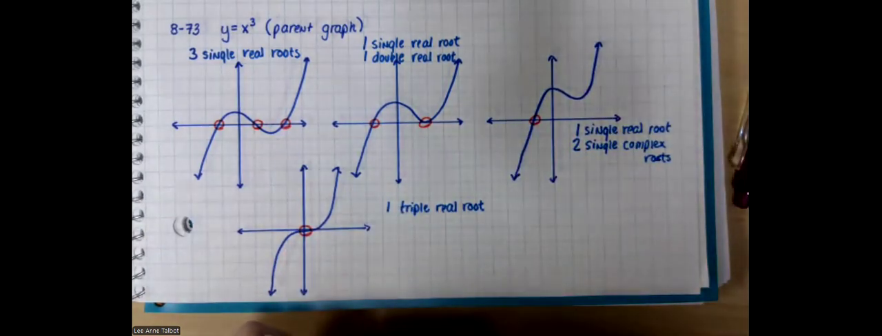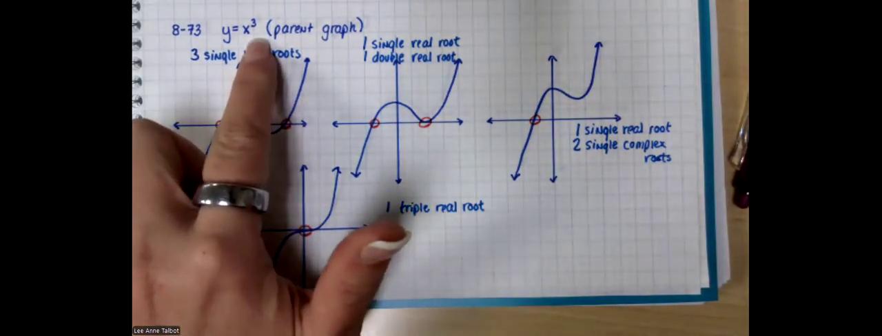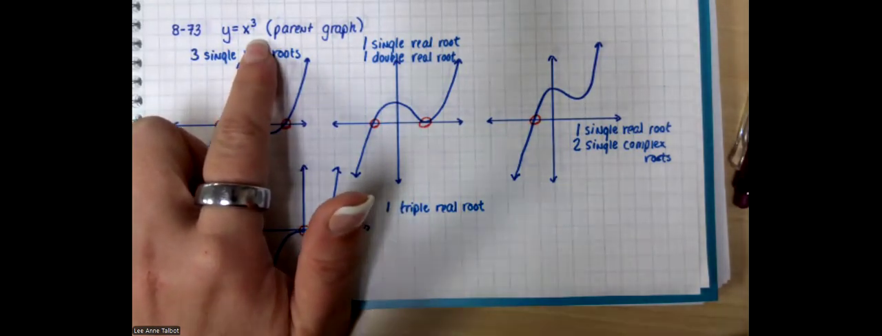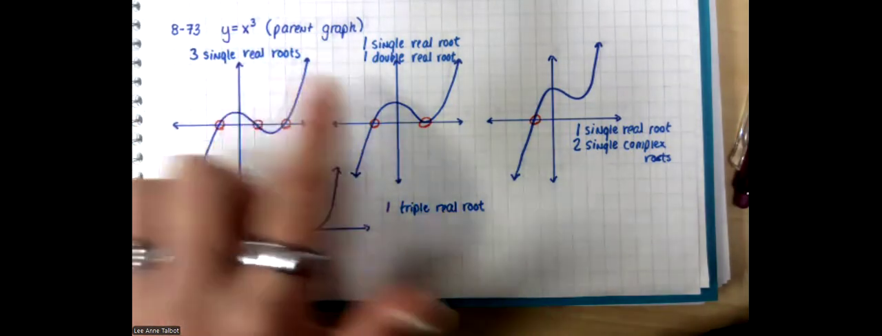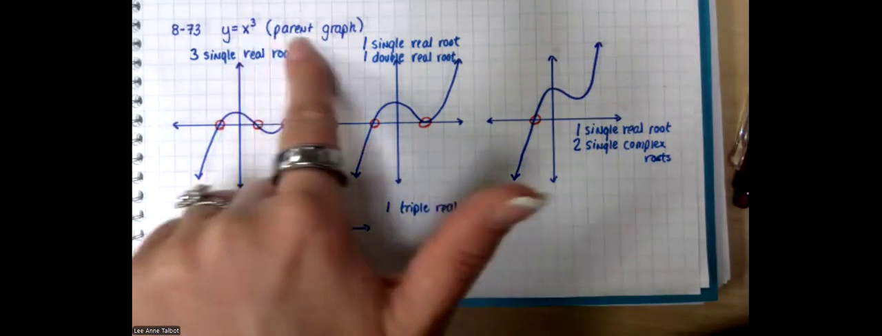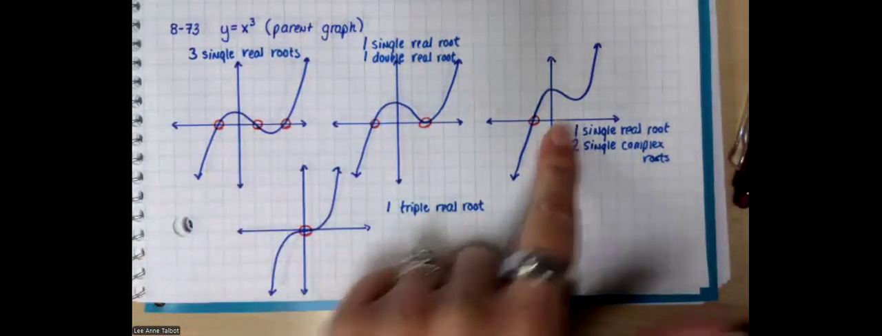Well, they're all degree 3. So I was too lazy to write it. So up here, I said y equals x cubed parent graph, which means that they are all degree 3. I just sort of covered the whole problem with that little statement right there because I was too lazy to say degree 3, degree 3, degree 3, degree 3.